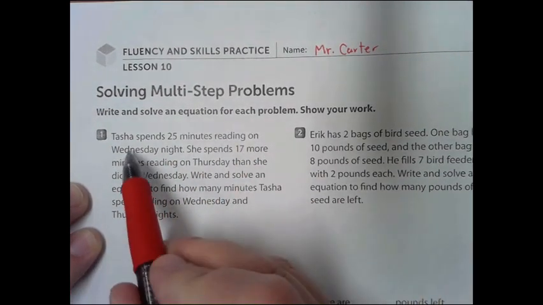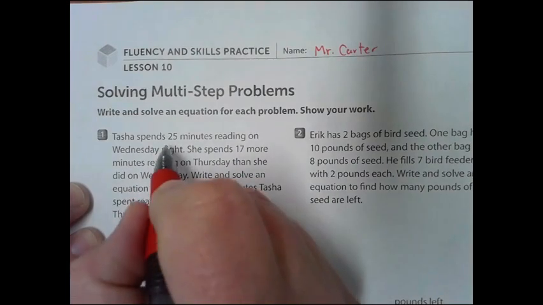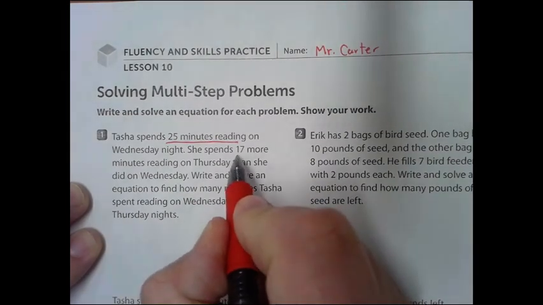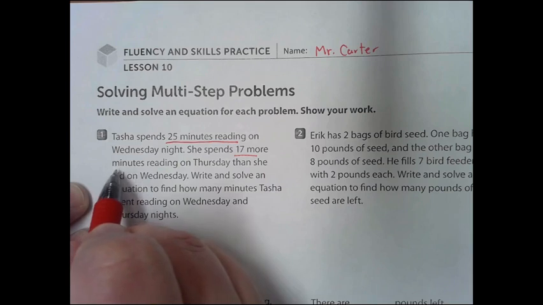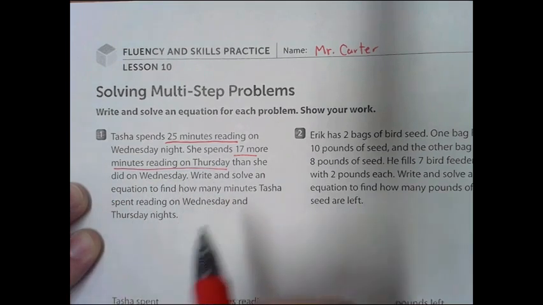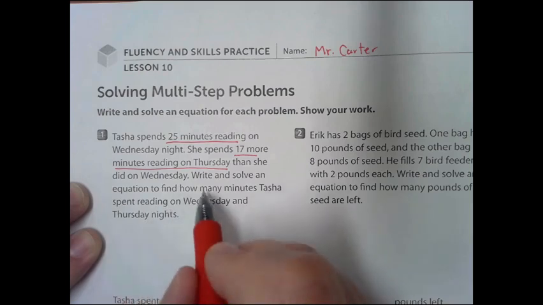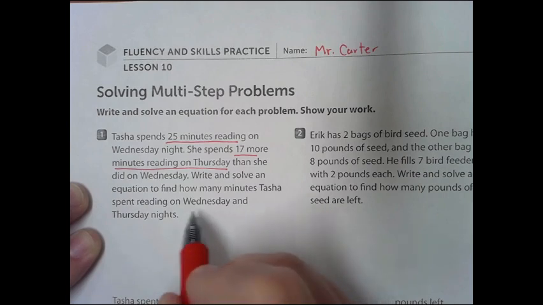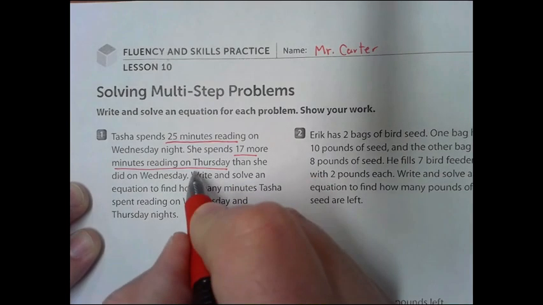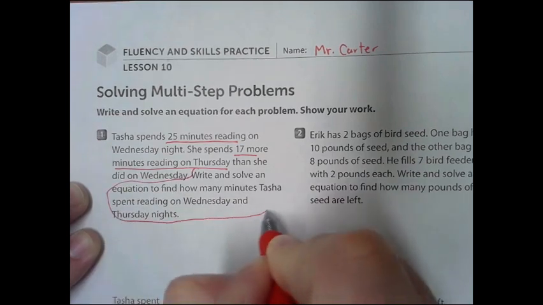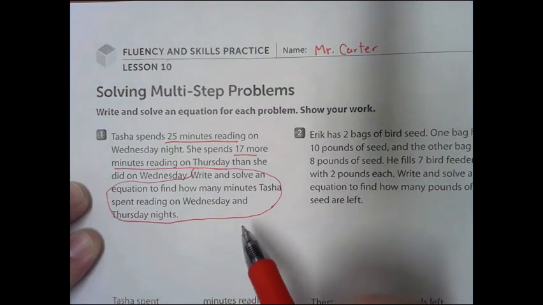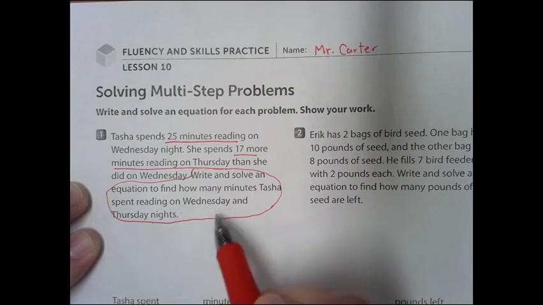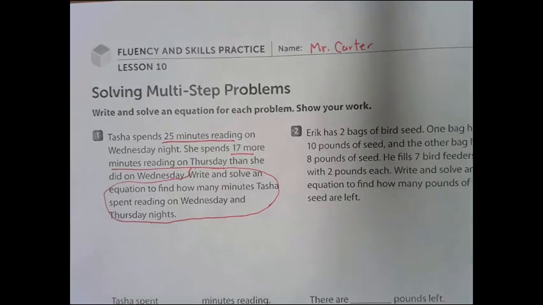So for number one, it says Tasha spends 25 minutes reading on Wednesday night. And then she spends 17 more minutes on Thursday than she did on Wednesday. So write and solve an equation to find out how many minutes Tasha spent reading on Wednesday and Thursday nights. So if we look at our question, circle the question here. They want us to know how many minutes in all, right? She did on Wednesday and Thursday nights.